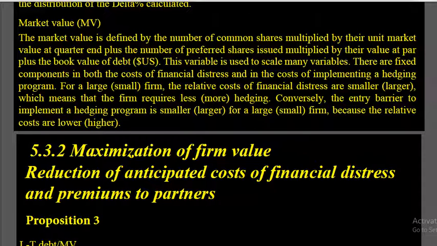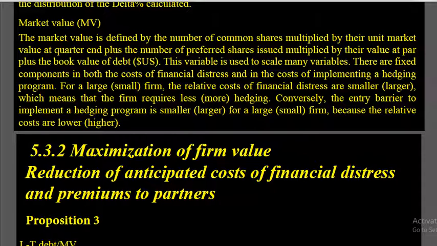I will repeat. The market value is defined by the number of common shares multiplied by their unit market value at quarter end, plus the number of preferred shares issued multiplied by their value at par, plus the book value of debt. So that is the market value of the firm. It's equity plus book value of debt.